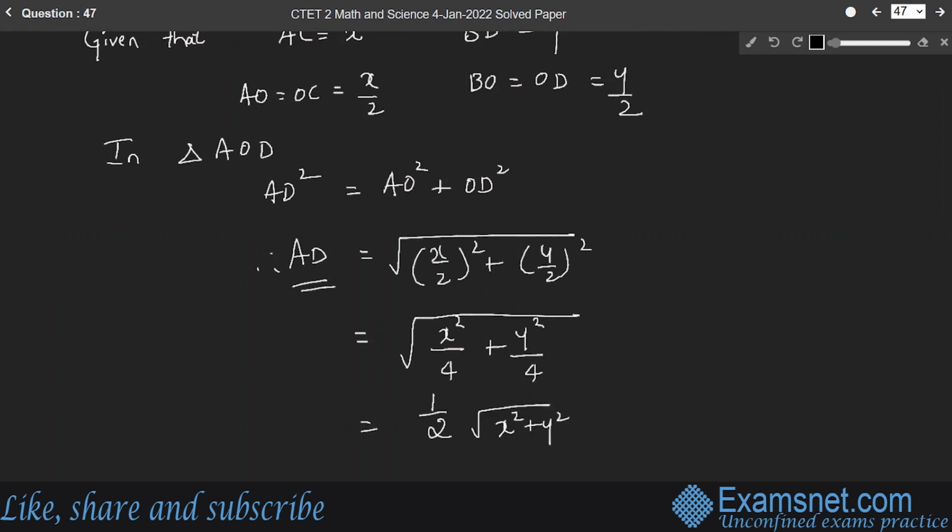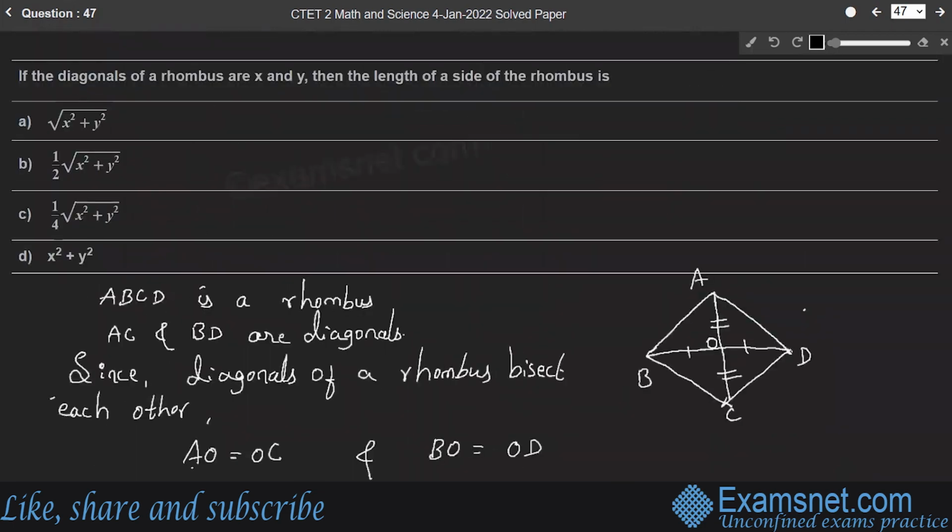So what is AD here? Side of the rhombus. Therefore, the length of a side of a rhombus is 1 by 2 into square root of x square plus y square. Option B is the right answer.